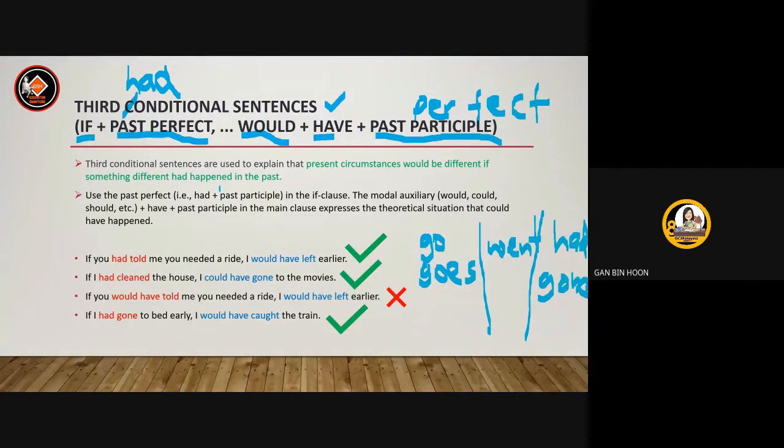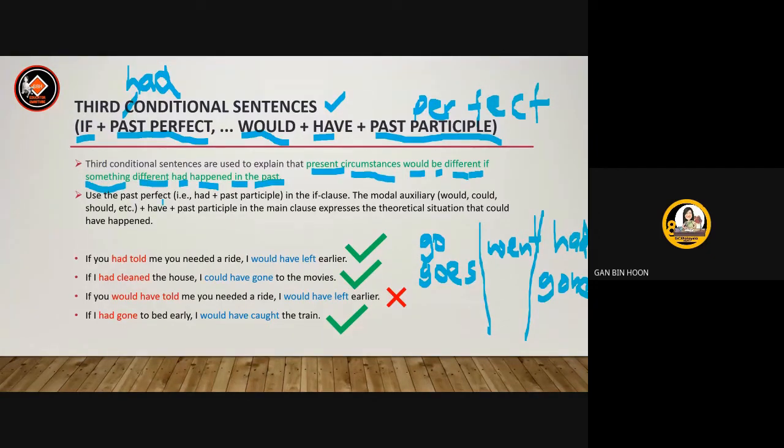Okay, example. Third conditional sentences are used to explain the present circumstances, situasi sekarang. Would be different, akan jadi berlainan if something different had happened in the past. Okay, I explain in BM. Ayat ini digunakan bila perkara tu sudah berlaku dan akibat dia pun sudah ada, tetapi dia akan jadi berlainan if something else happen. Wow, difficult, right? So that's why not many people will use this.